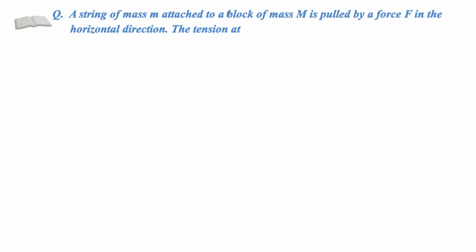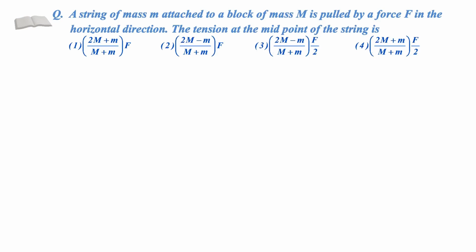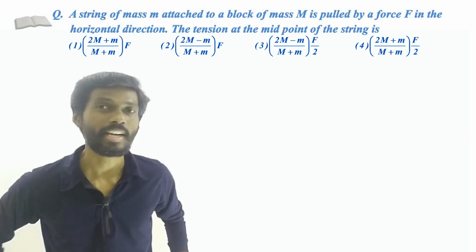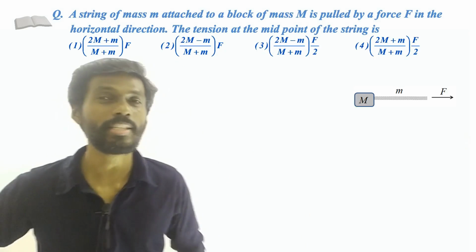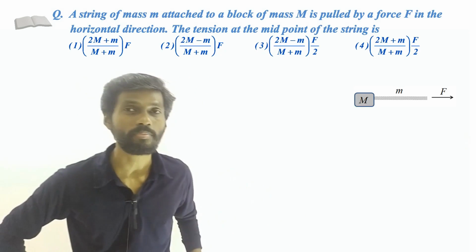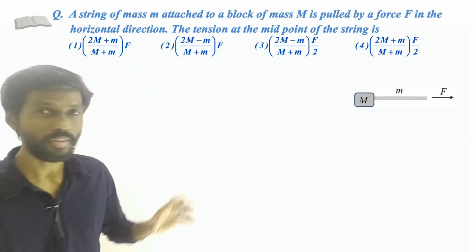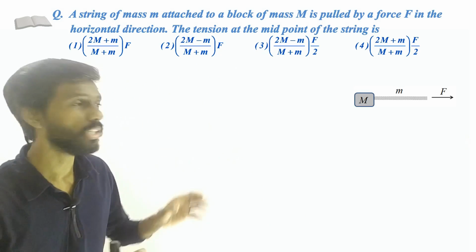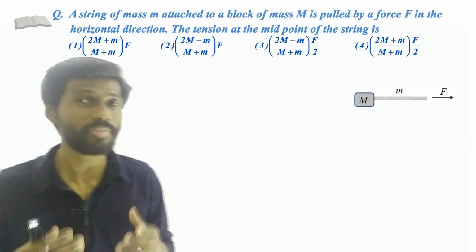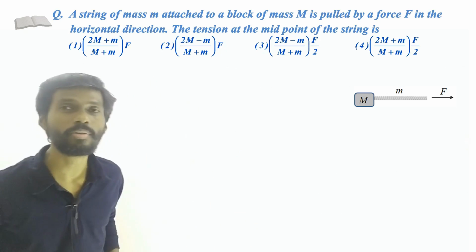A string of mass m attached to a block of mass capital M is pulled by a force F in the horizontal direction. The tension at the midpoint of the string is. Here, a string attached to a block is pulled horizontally by a force F. We have to find the tension at the midpoint of the string. So here also we have a string which has some mass. That means the tension is not the same at all the points on the string. At different points we have tension having different values. Now at the midpoint we have to find the tension.